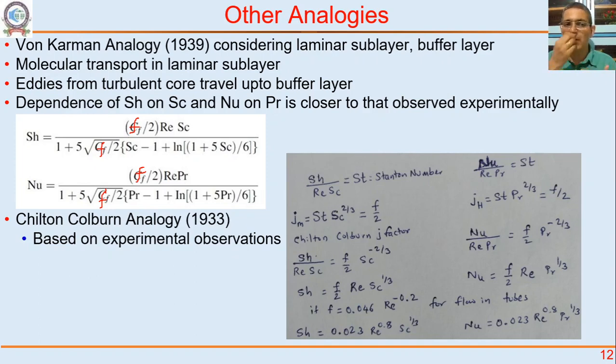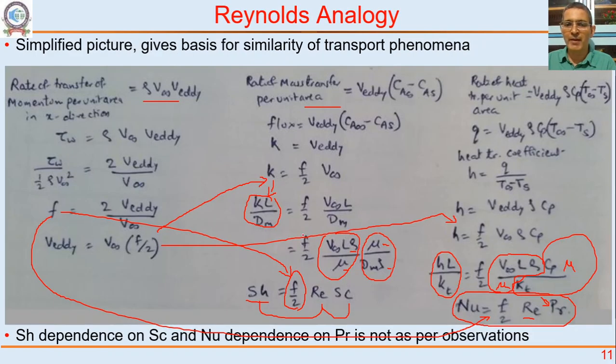Okay. Chilton-Colburn, another analogy, 1933, is approximately the same time, but this is based on experimental observations. So this Sherwood number divided by Reynolds number divided by Schmidt number, we call another number, the Stanton number. Sherwood number divided by Reynolds number and Schmidt number.